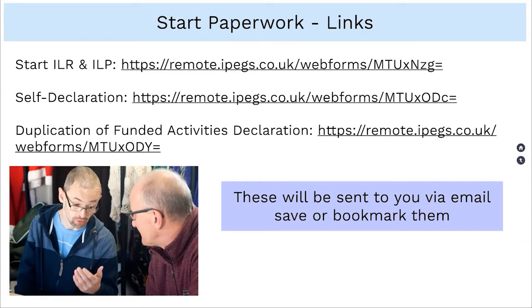Now for the start paperwork, there's these three links, the most important one being the start ILR and ILP, which is the main document that you'll need to complete as part of the entry process for learners. There is also a self-declaration form, which is to be completed if you're unable to get all of the relevant eligibility evidence to us with your start ILR. The duplication of funded activities declarations to be completed if a learner has been on community grants before.